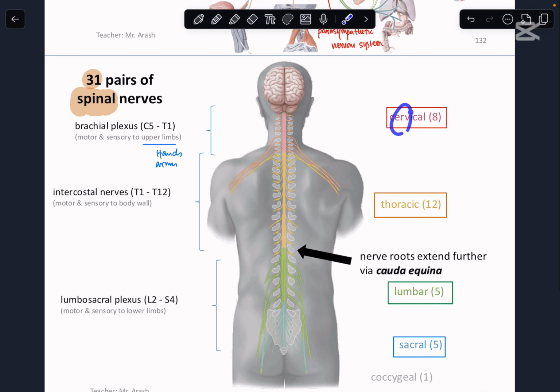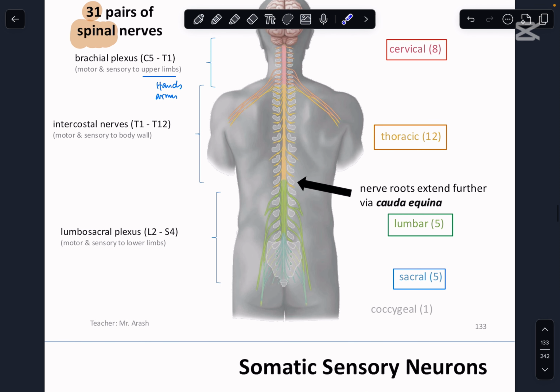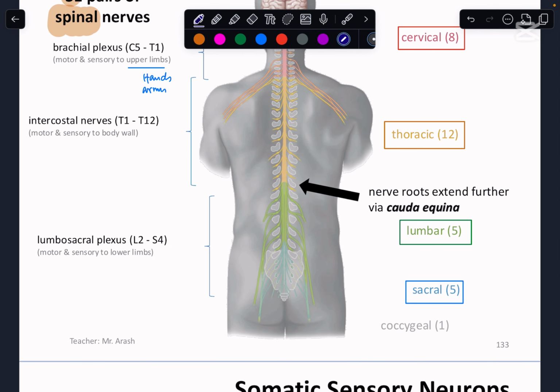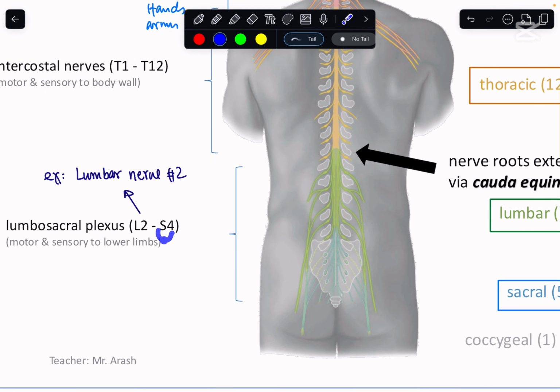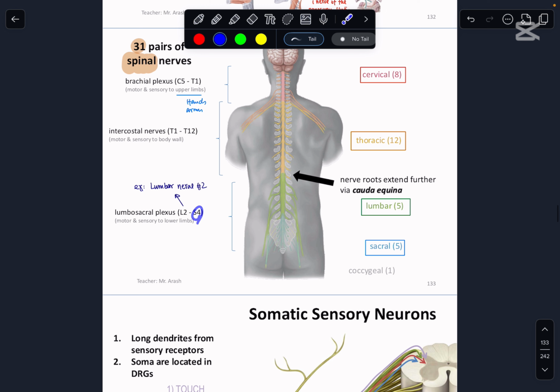You don't need to know the number, but do know the order: first cervical, second thoracic, third lumbar, fourth sacral. There's this plexus here, which we don't need to worry about. Sometimes there's overlap. You can see L, lumbar, to S. By the way, if somebody shows you T1, they're talking about thoracic nerve number 1. That's what T1 means, right? So L2, for example, means lumbar nerve number 2. S4 means sacral nerve number 4, something like that.